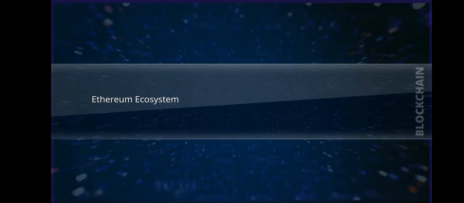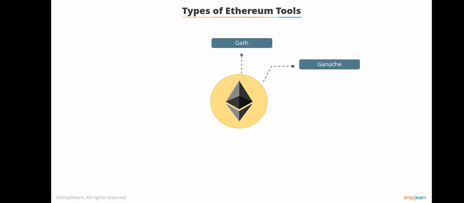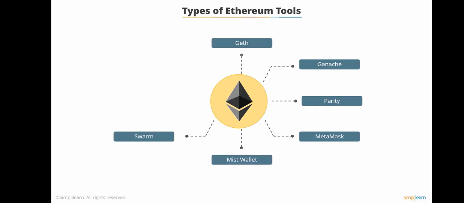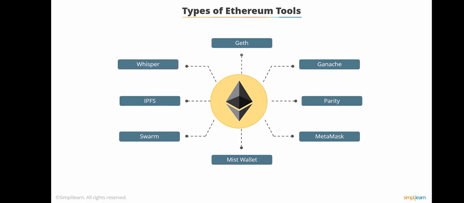Ethereum ecosystem. Types of Ethereum tools. The Ethereum ecosystem consists of 8 major tools. They are Geth, Ganache, Parity, MetaMask, Mist Wallet, Swarm, IPFS, Whisper. Now, let's move forward and take a look at each of these in detail.